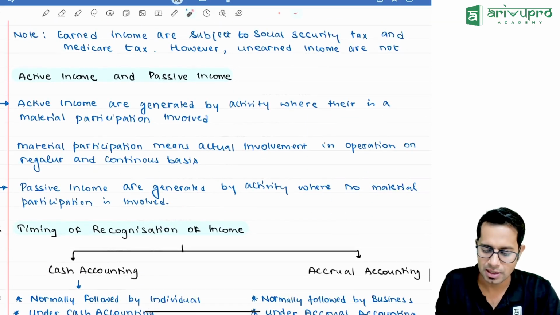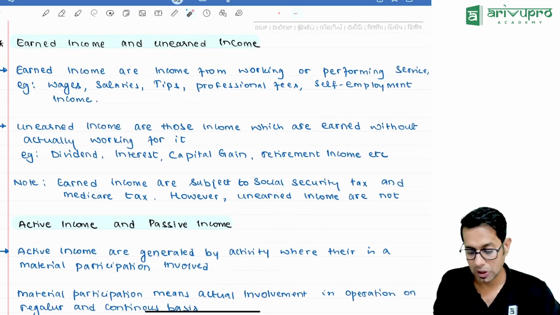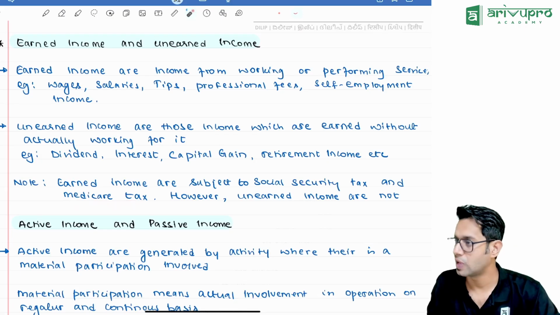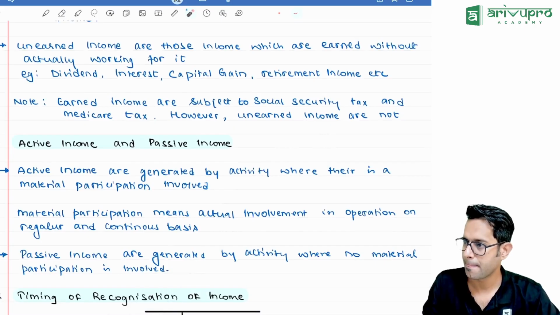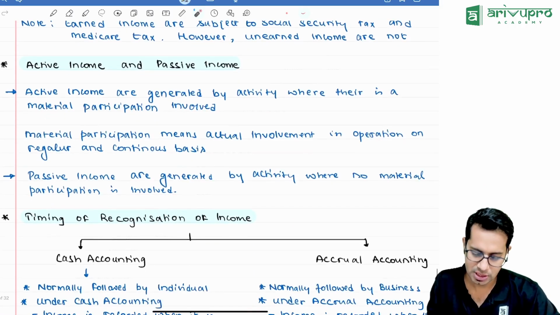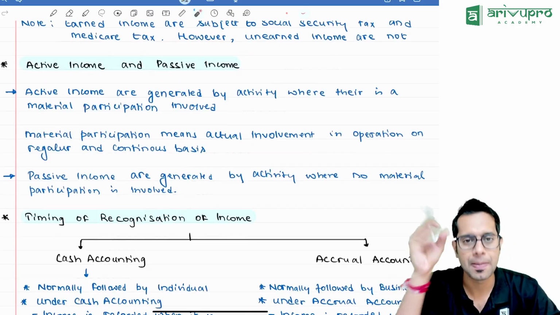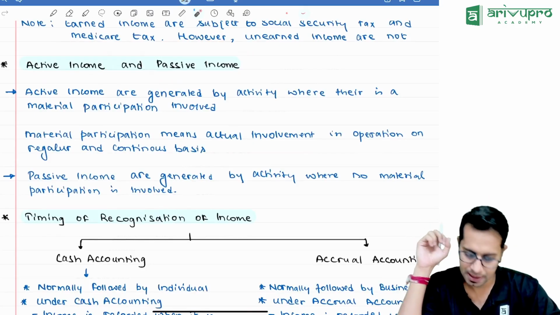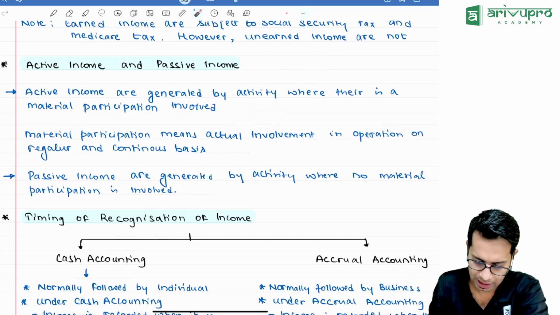Now why is this earned income, unearned income difference important, sir? Because only the earned income is subject to social security tax and Medicare tax, about which we are going to study today. And then we saw what, sir? Active income and passive income. Active income is where your material participation is involved for earning that income. Passive income, no material participation is involved for earning any particular type of income.